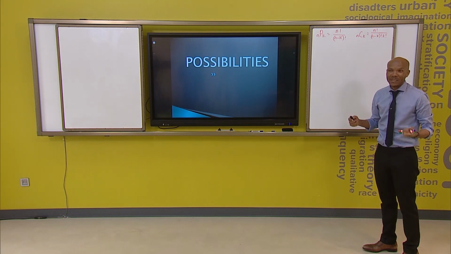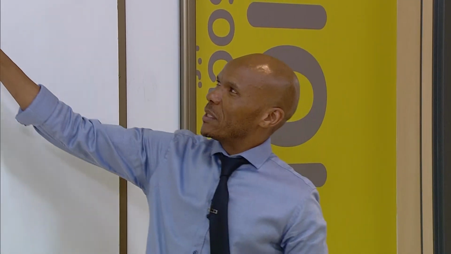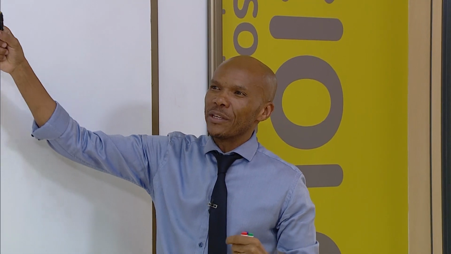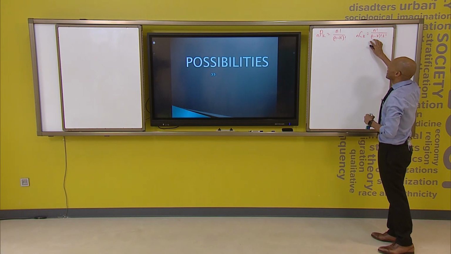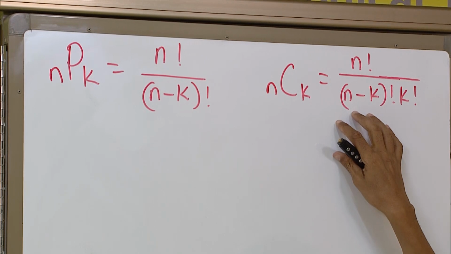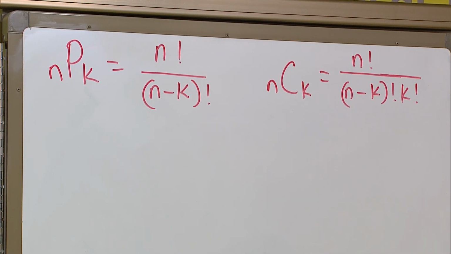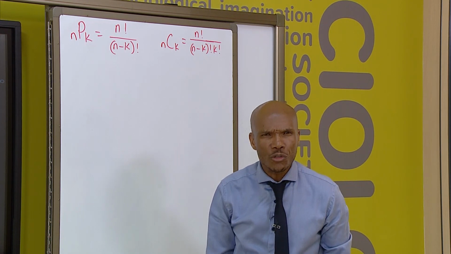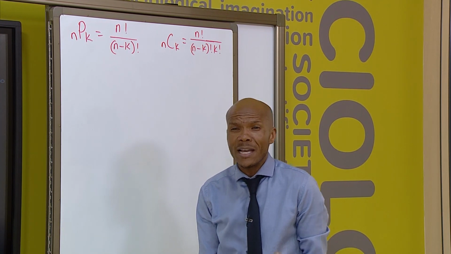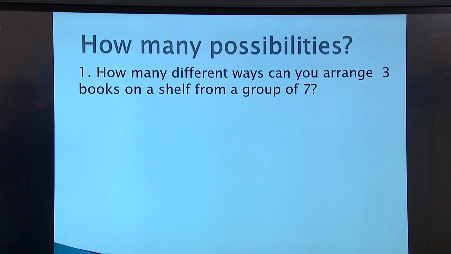So let's continue with our lesson on combinations and permutations. But remember where we ended last. We ended where we derived the formula for permutations and combinations, right? So let us have examples and see where we are going to use this.